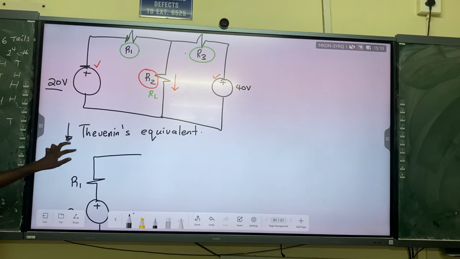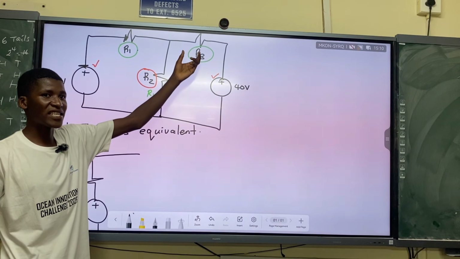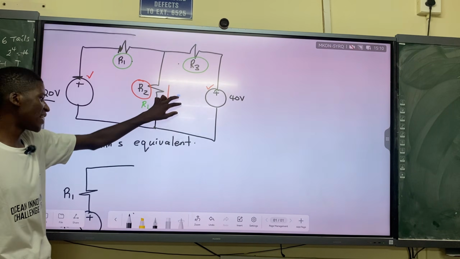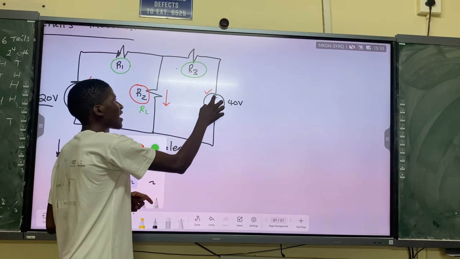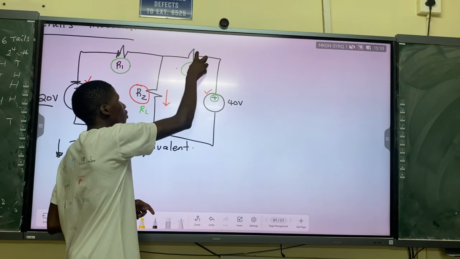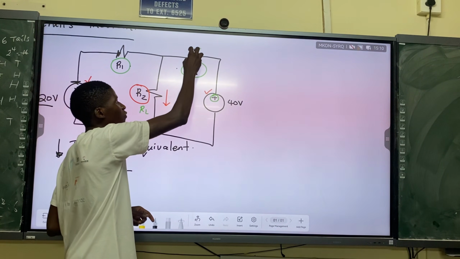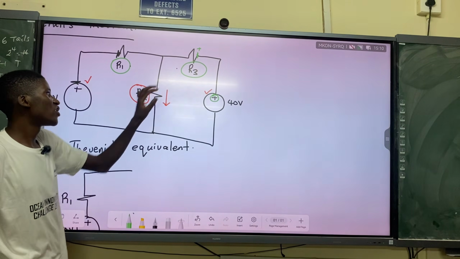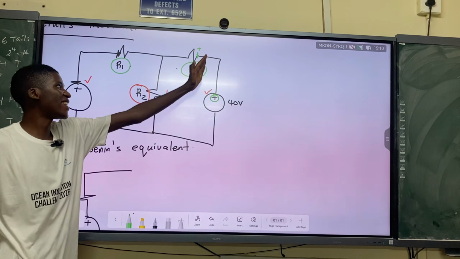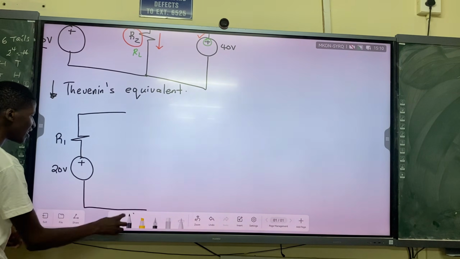On the other hand, we have got the 40 volts aligned with R3. We can see here, this is the positive terminal of the 40 volts connected to R3. So it means this must be the positive terminal of R3. So 40 volts, we are going to just link it to R3. We are not really changing anything. We are just rearranging it in a diagram.